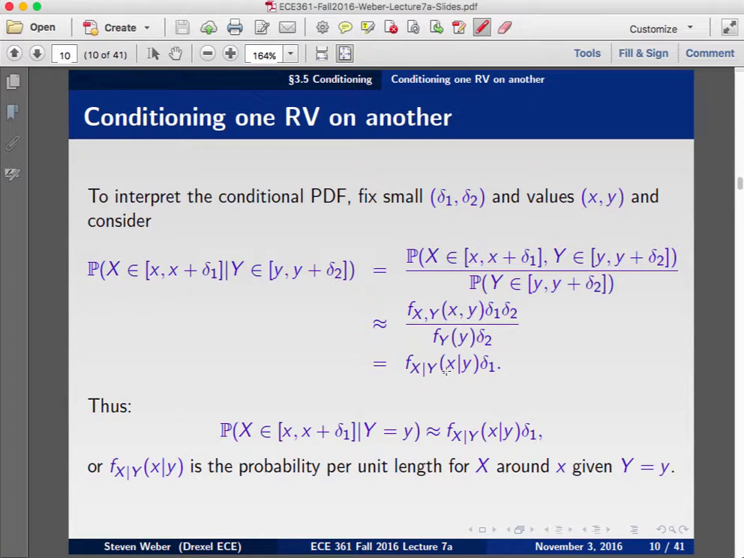And so putting it all together, we have the result, consistent with our other interpretations, that the probability that the random variable x sits in some interval of width delta 1 around x, given knowledge that the random variable y takes value little y, is equal to the conditional probability density function f of x given y, at x given little y, times the width of the interval delta 1. In other words, that conditional probability density function is again probability per unit length for the random variable x around the point x, given that the random variable y equals y.